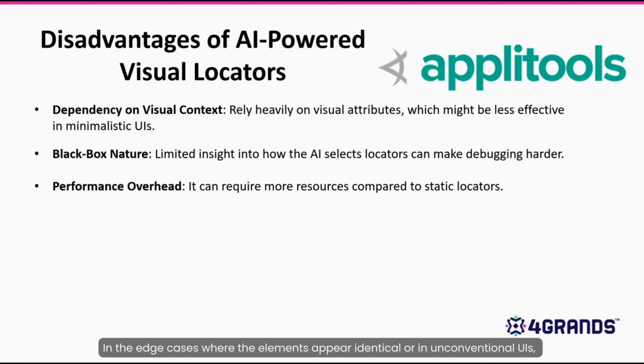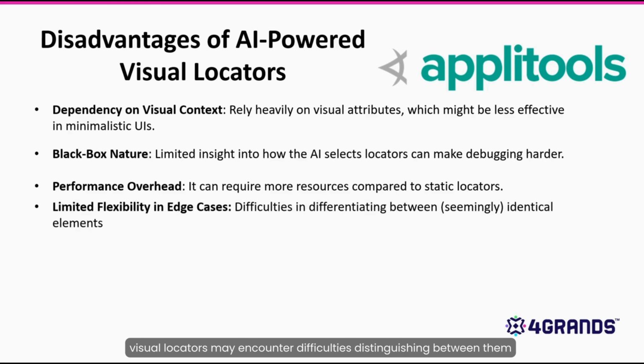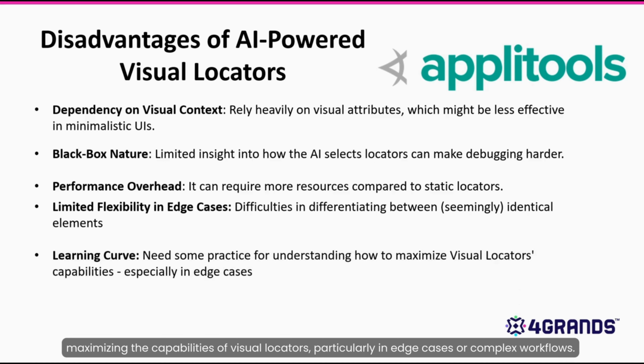In edge cases where elements appear identical or in unconventional UIs, visual locators may encounter difficulties distinguishing between them. This lack of flexibility can be a limitation in highly specific or unique testing scenarios. And additionally, while the tool is intuitive, there is a learning curve when it comes to maximizing the capabilities of visual locators, particularly in edge cases or complex workflows.